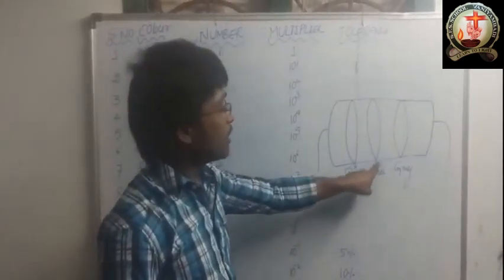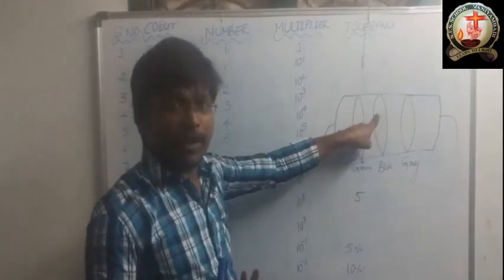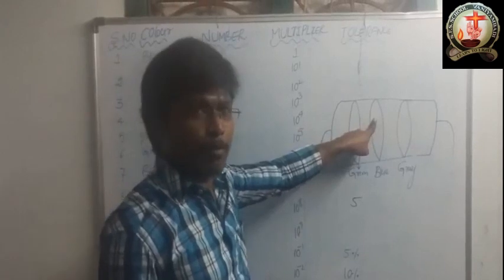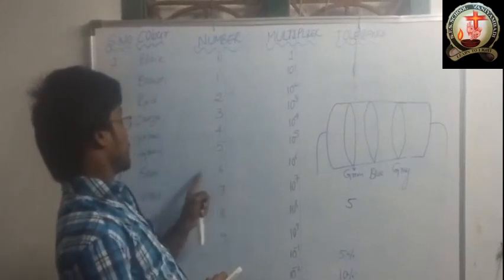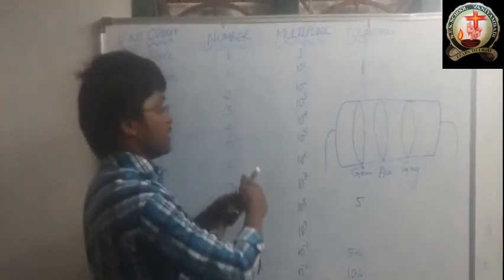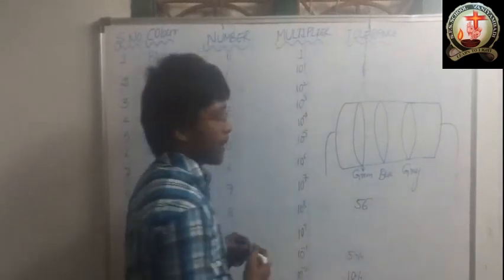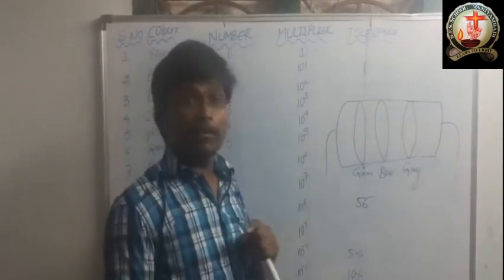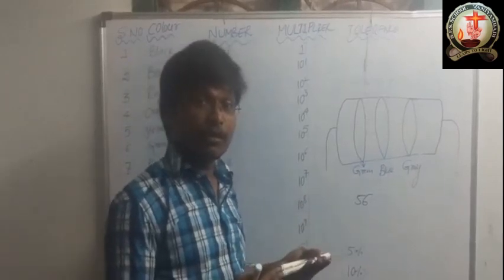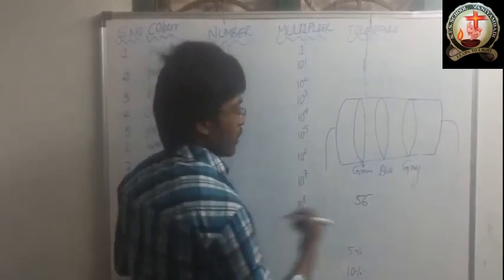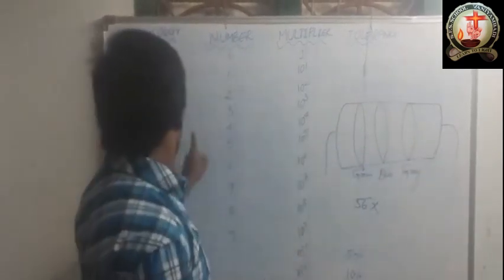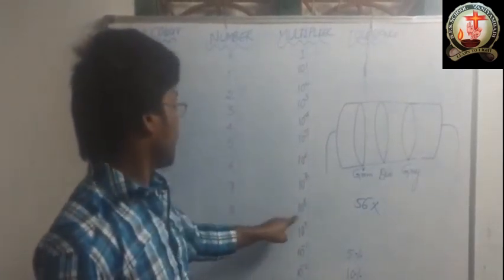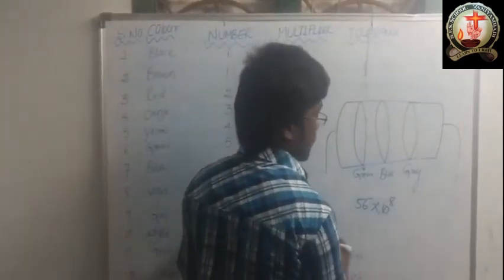Next, blue. This is the second ring color. The second ring also indicates a significant figure, which is nothing but a number. So again, blue. Where is the blue? Opposite the blue color, what is the number? 6. So 5, 6. And what will the third ring indicate? Multiplier. So what is the color? Grey. Where is grey here? Grey multiplier is 10 power 8. So 10 power 8.